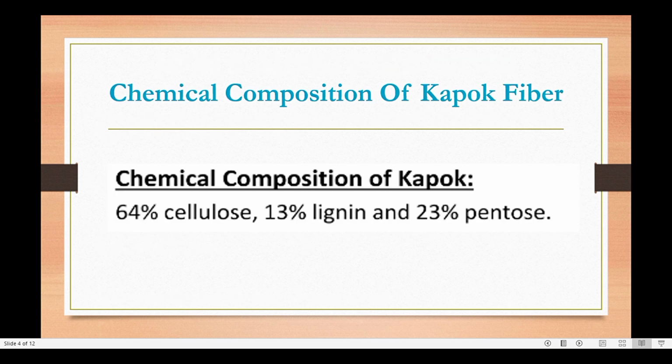Next, kapok fiber chemical composition. It consists of 64% cellulose, 30% lignin and 23% pentose. This is the complete chemical composition of kapok fiber.